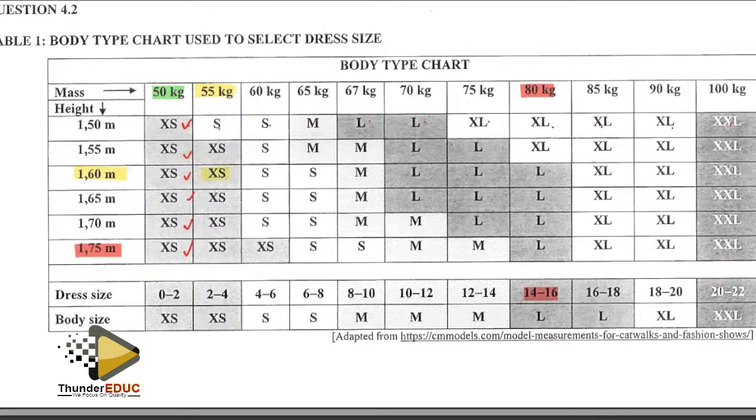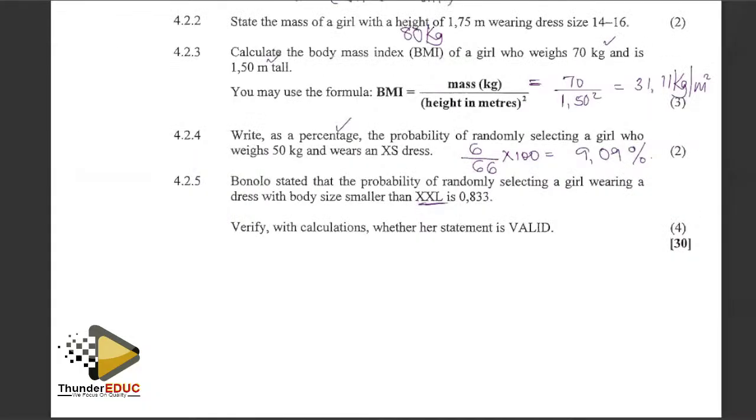So we shall come here and we say we are proving. 60 out of 66. Express it as a decimal, which is 0.9. The statement is what? The statement is valid.